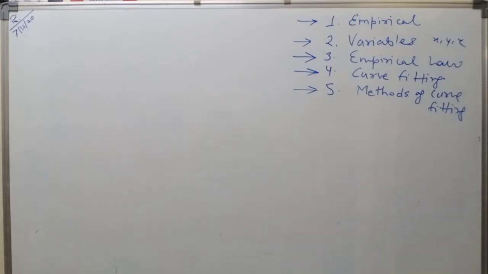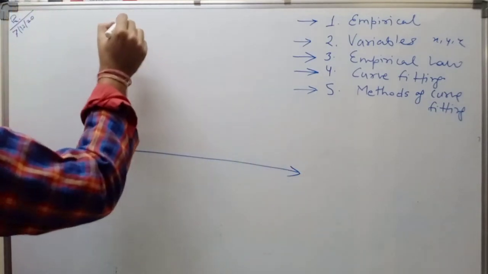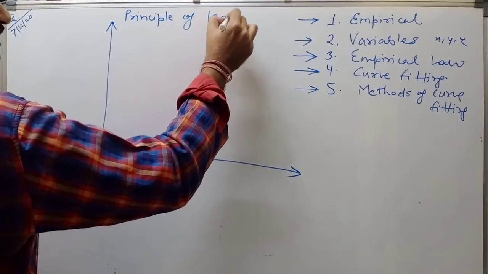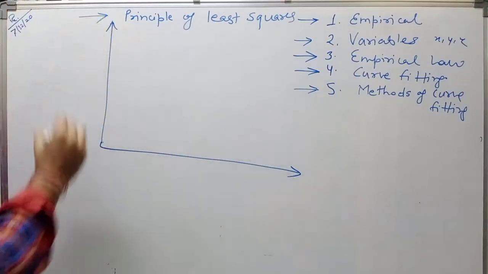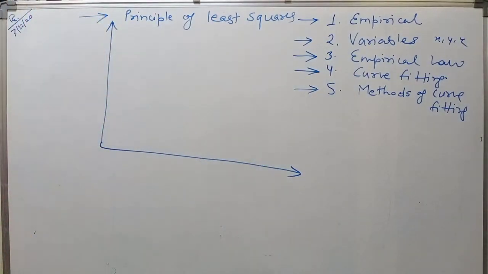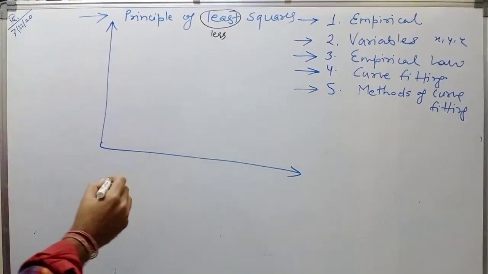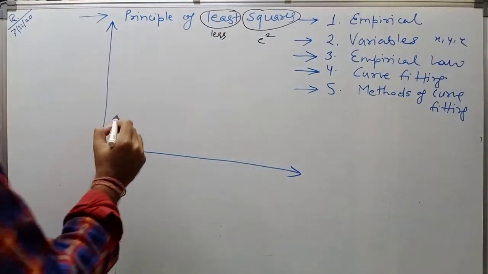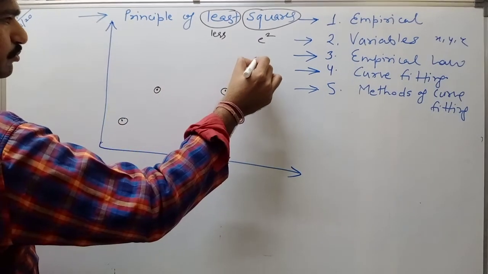Now let us try to understand the principle of least squares. There are two terms used in this principle. First is the principle of least square. One term is least, which means the less you are able to quantify, and square means some entity will be there and we will take its square. For example, as I have discussed earlier, these points are there.